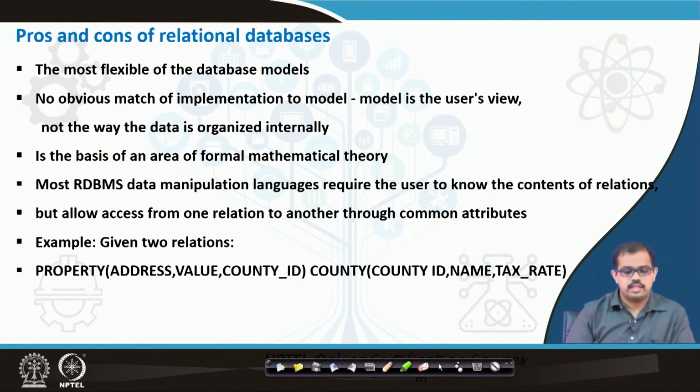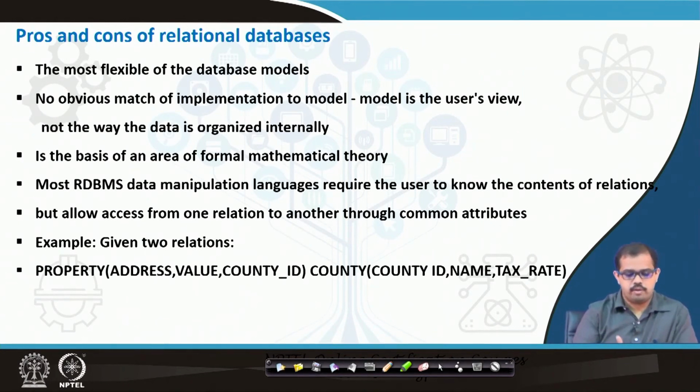Most RDBMS data manipulation languages require the user to know the contents of the relations. That is very important. If you don't know what kinds of relations exist and where they exist, querying may not be very effective. It allows access from one relation to another through common attributes. That common attribute has to be there in all the different tables. If that common attribute is missing, then your query will miss a particular table in the context.